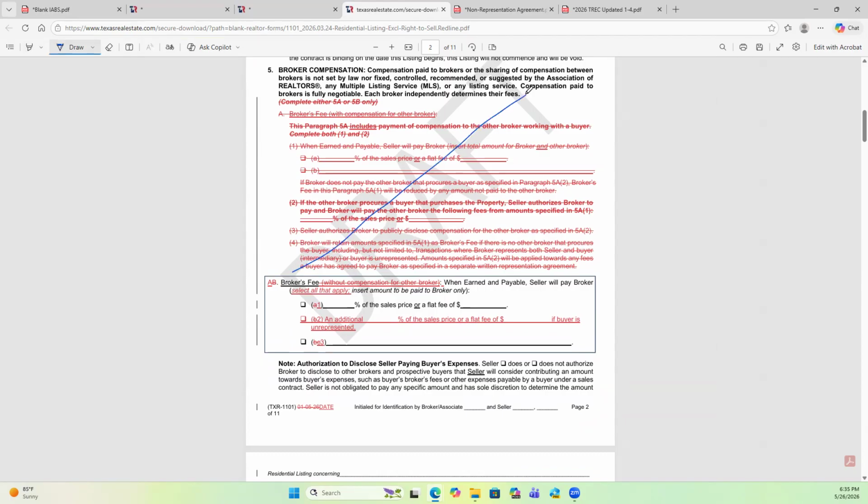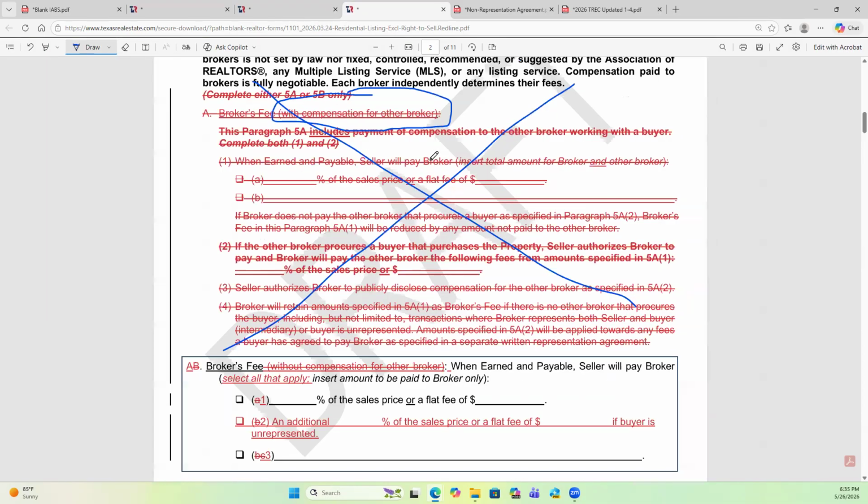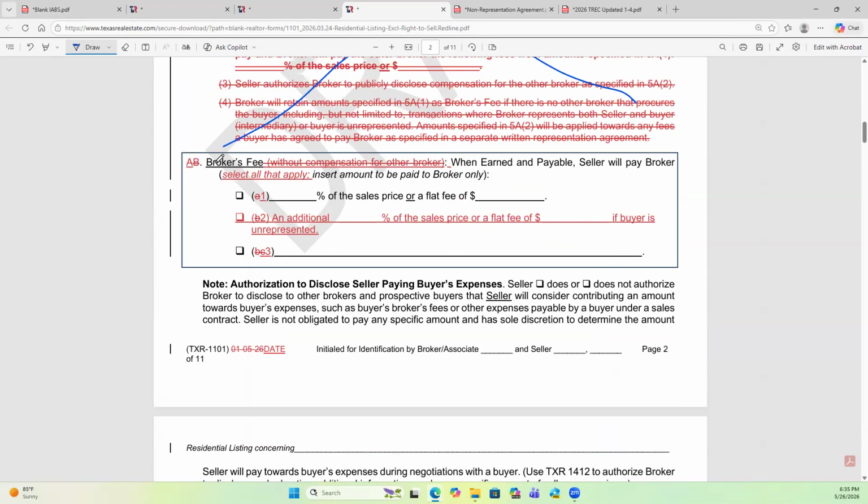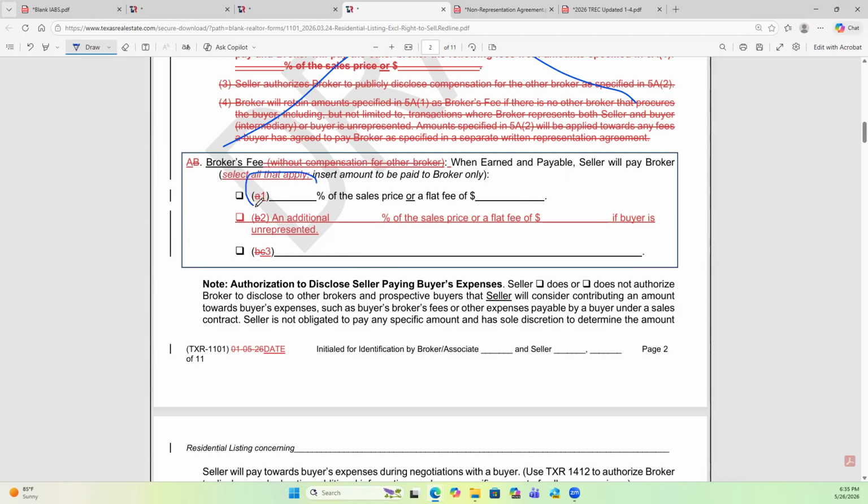Because remember, there is no compensation for the other broker. Look at that. With compensation for other broker, it's gone. There is no more compensation for the other broker. It is simply now just compensation for me on the listing side. So this says broker's fee when earned and payable, seller will pay the broker. Select all that apply, insert the amount. Okay, so on the listing side, I am going to be paid this amount for that listing and an additional amount. This is new. If the buyer is unrepresented.